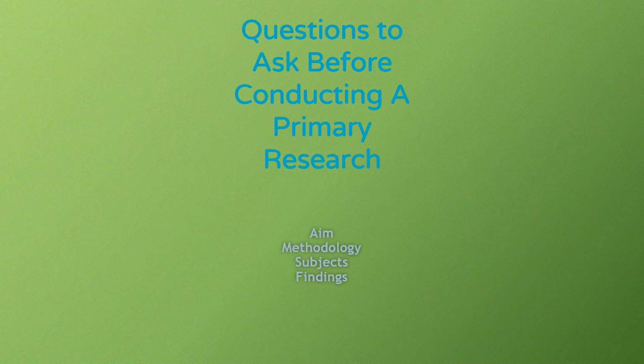Before conducting primary research, it is important to consider a few things to outline the research process. Aim. What is the aim of my research and what will I achieve from this? Methodology. What is my research methodology, and which primary research method should I choose? Subjects. Who are my subjects? Findings. What do I want to prove through this research and what are my expected outcomes?